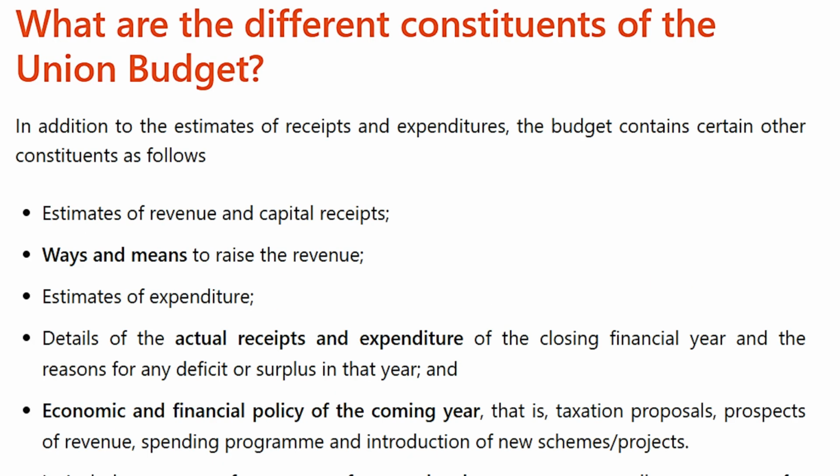What are the different constituents of the Union budget? In addition to the estimate of receipt and expenditure, the budget contains certain other constituents as follows: estimate of revenue and capital receipts, ways and means to raise the revenue, estimates of expenditure, details of the actual receipt and expenditure of the closing financial year and the reason for any deficit or surplus in that year, economic and financial policy of the coming year, that is taxation proposals, prospects of revenue, spending program and introduction of new schemes or projects.